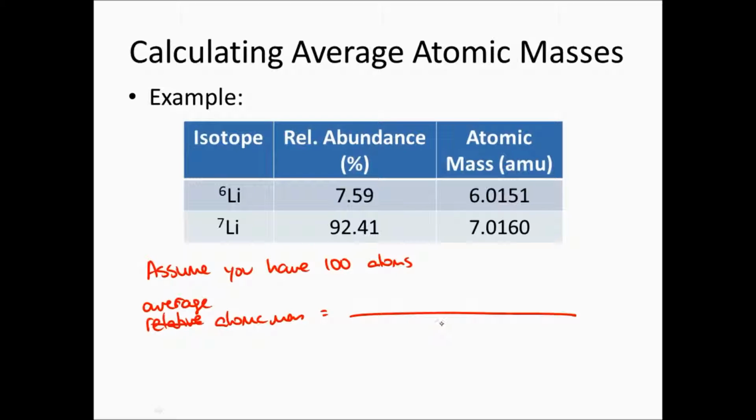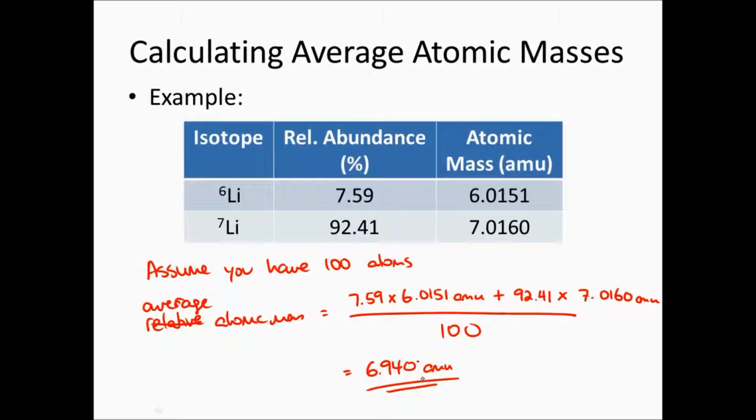Out of 100, that's my denominator because I'm averaging over that. Out of 100 atoms, I have 7.59 atoms of lithium-6, 6.0151 AMU, plus 92.41 atoms of lithium-7, 7.0160 AMU, and that comes out to be 6.9400 AMU. And that is the value that is reported on the periodic table.